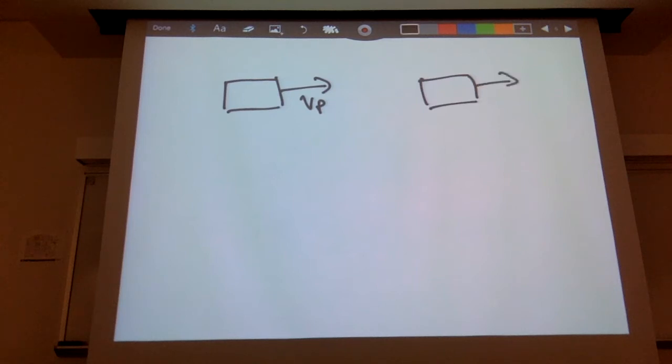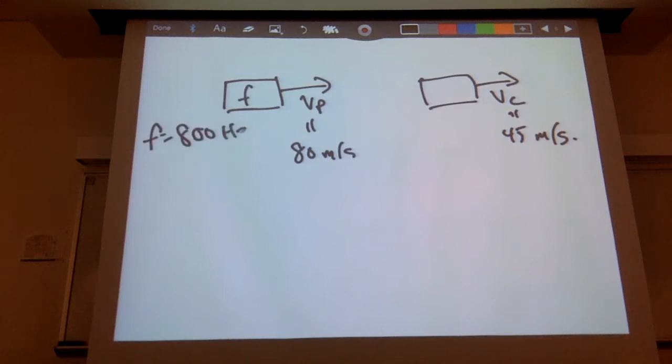So let's draw this. So here's my police car, moving in this direction. Here is my observer, my speeding car, moving in this direction. What I know is that this one is 80 meters per second. This one is 45 meters per second. So this one is giving off a frequency. That frequency was, what, 800 hertz, if I remember correctly. So this is my police car giving off red lights.